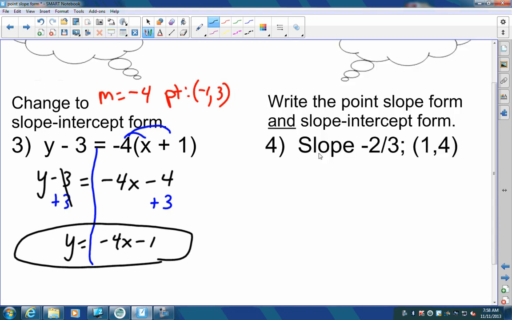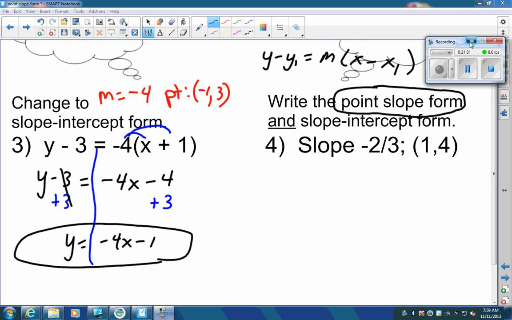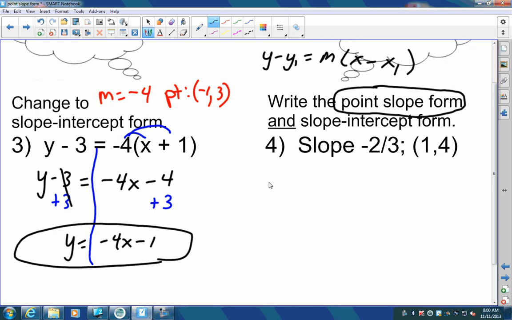This one, all I want you to do at first is just write it in point-slope form. The formula is y minus y1 equals m times x minus x1. Write that first. So when we go to write it, y minus y1, y1 is 4, so y minus 4 equals. My slope is negative 2/3, and then x minus x1. That's what you should have written.